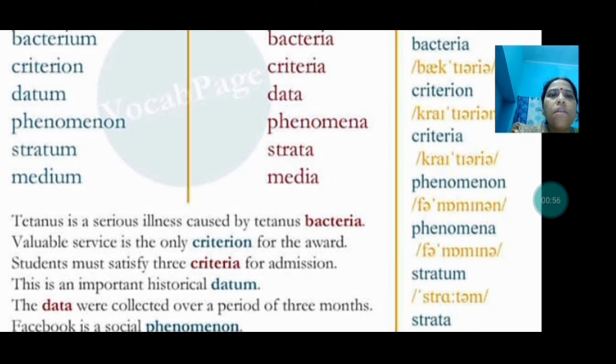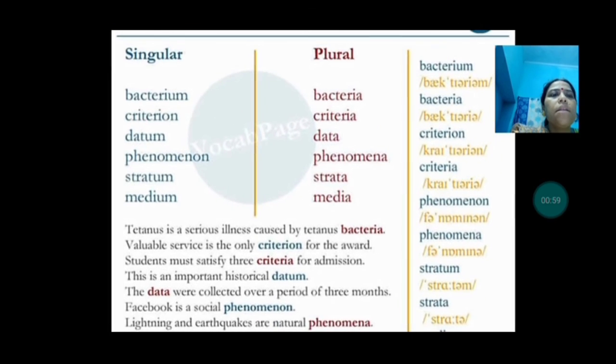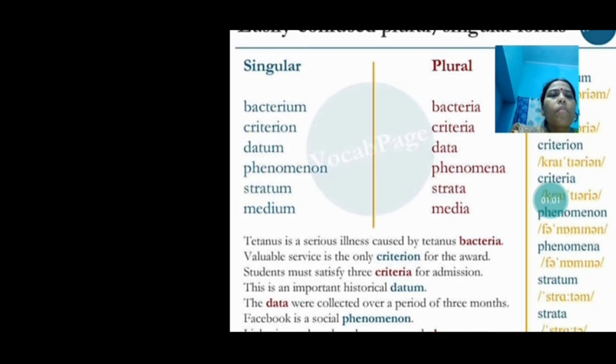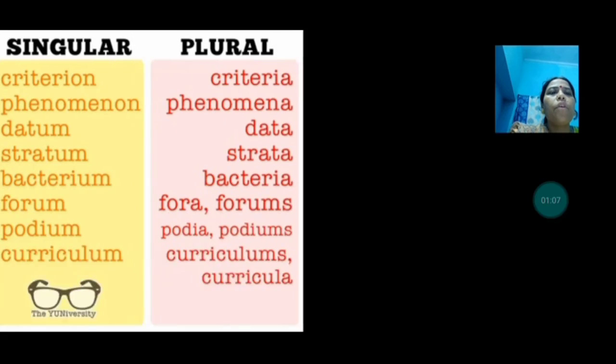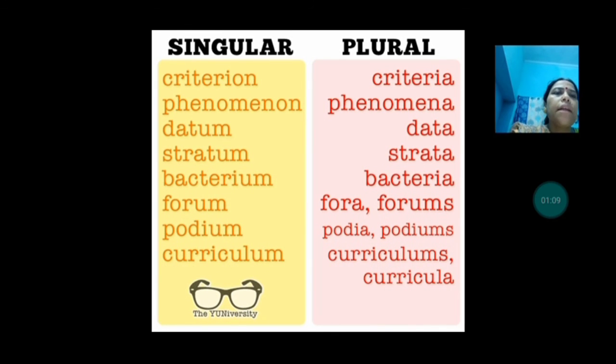Tetanus is a serious illness caused by tetanus bacteria. The data were collected over a period of 3 months. The plural form we have used. Like criterion, criteria, you have to learn. Phenomenon, phenomena, datum, data, stratum, strata, bacterium, bacteria, forum, fora or forums. You can use podium, podia or podiums, curriculum, curriculums or curricula. So what we have done? We have removed ON or UM and added A and made the plurals.